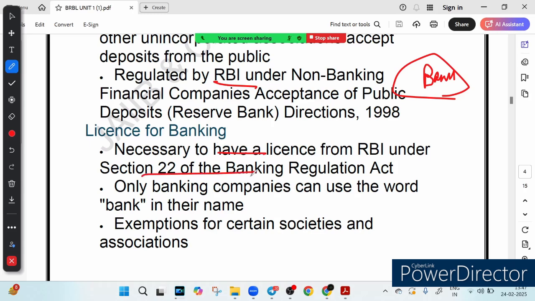So if you see an institution calling itself a bank but it does not have an RBI license, it is a big red flag. Some societies and associations might be exempted from this rule, but it is important to know who is regulated and who is not, right? So there you have it.